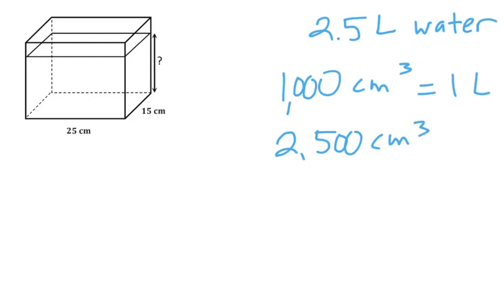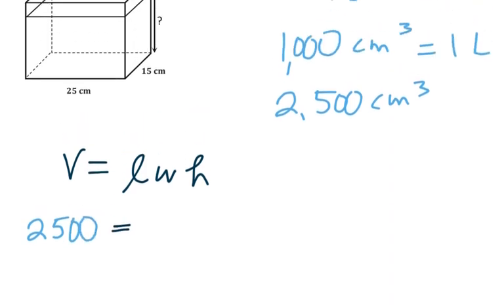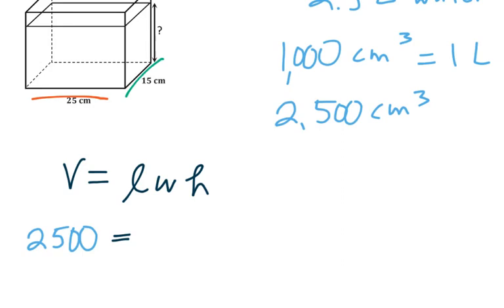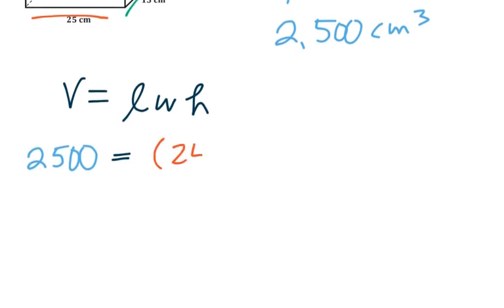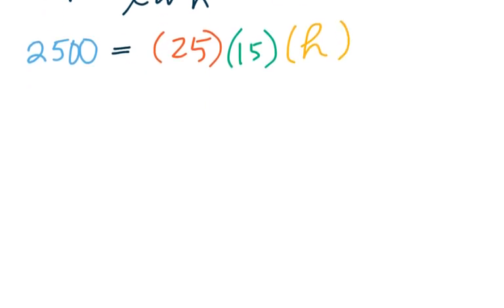So the formula for volume, this is a rectangular prism, and in fact the water itself forms a rectangular prism within the container it's in. So the formula for volume is length times width times height. And what we know is that our volume is 2,500 cubic centimeters. We also know the length, we also know the width. So 25 times 15. And what we're looking for is the height, so we'll leave that as a variable.